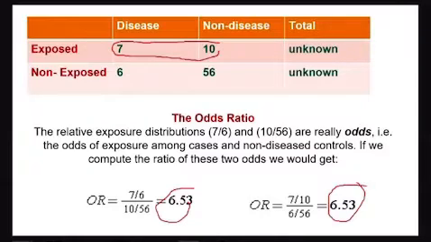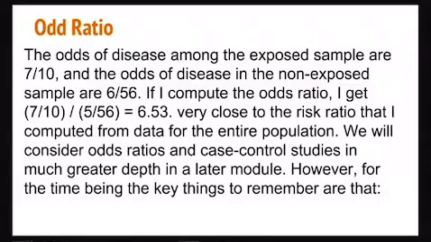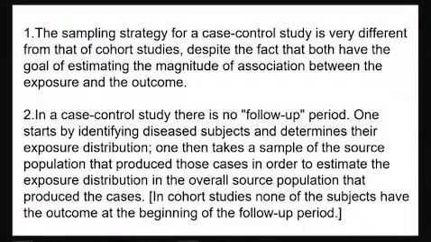Do you see that? There's no significant difference in that. And that was why I said, okay, that was why I said very close. The risk of the disease among the exposed, okay, is very close to the risk ratio that I computed from data from the entire population. So you can see that is one of the ways we know the case control study is more efficient than other types of observational study.